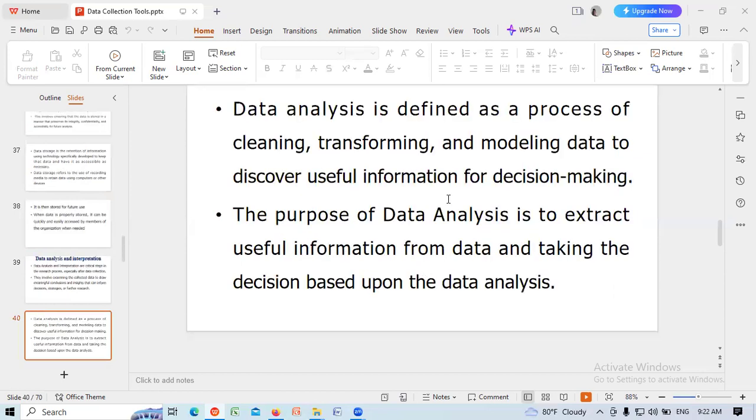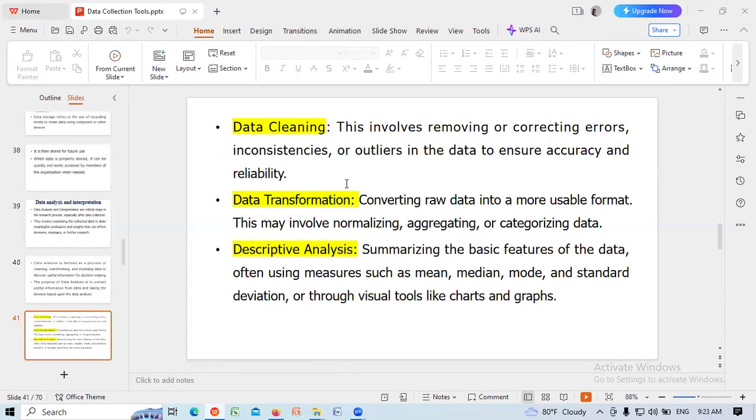Data analysis is defined as a process of cleaning, transforming, and modeling data to discover useful information for decision making. The purpose of data analysis is to extract useful information from the data and take decisions based upon the data analysis. Data cleaning involves removing or correcting errors, inconsistencies, and outliers in the data to ensure accuracy and reliability.